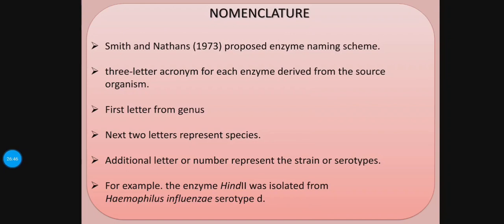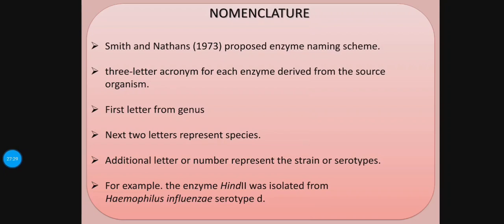So now let's move on to the nomenclature of restriction enzymes. Smith and Nathans in 1973 proposed the enzyme naming scheme, and they named restriction enzymes in the following way. They use the first letter from the genus, the next two letters to represent the species of bacteria, and after that the additional letter or number generally represents the strain or serotype.